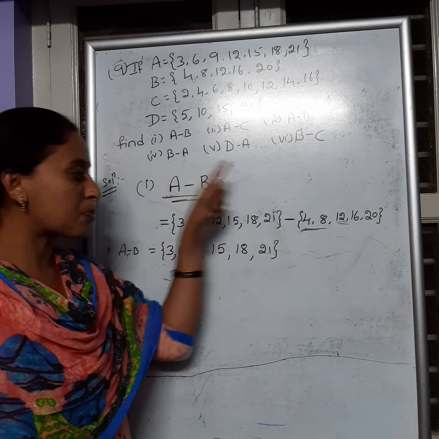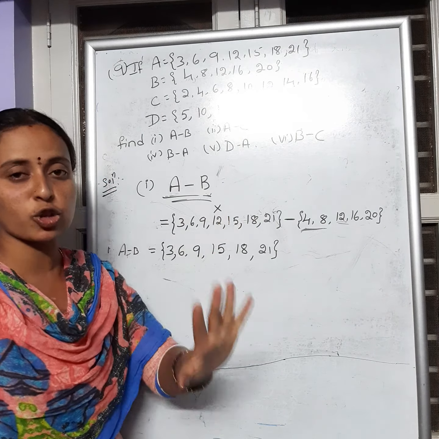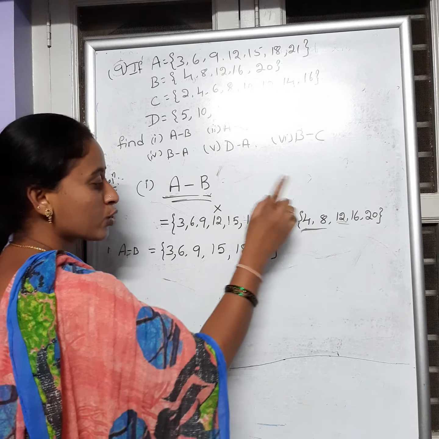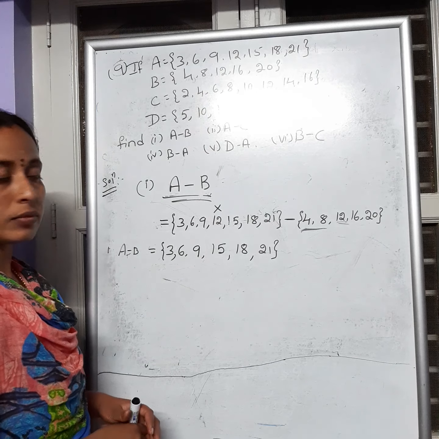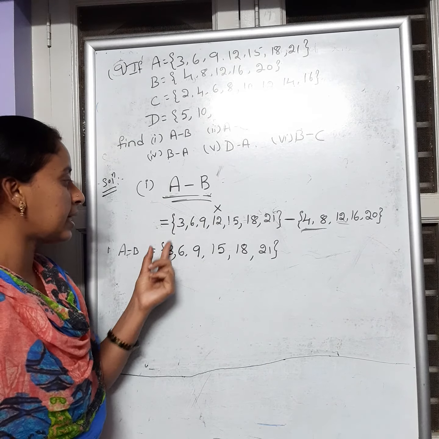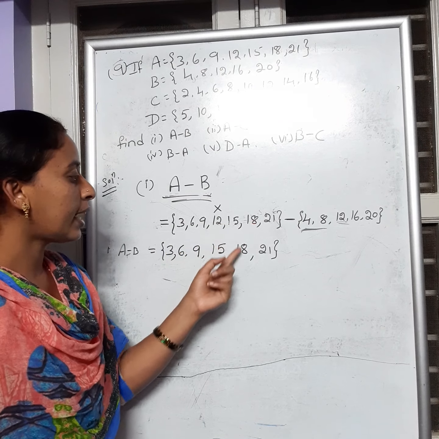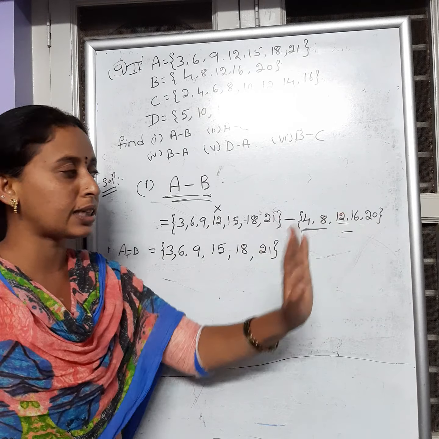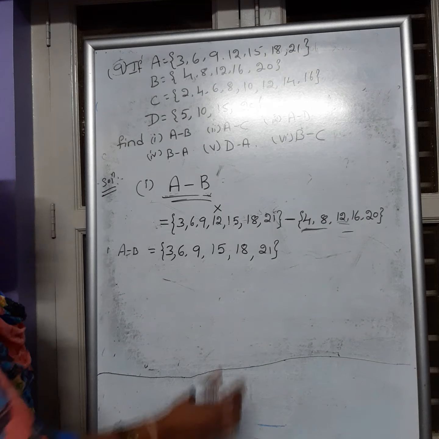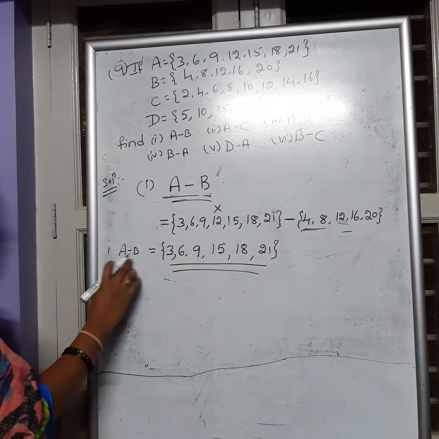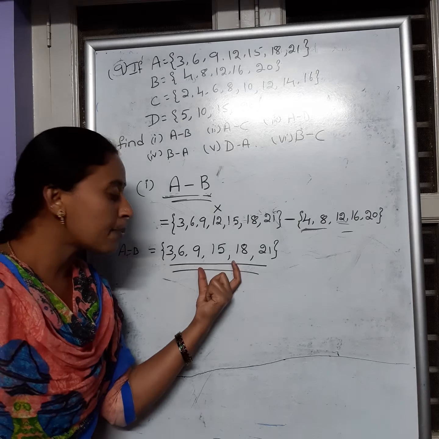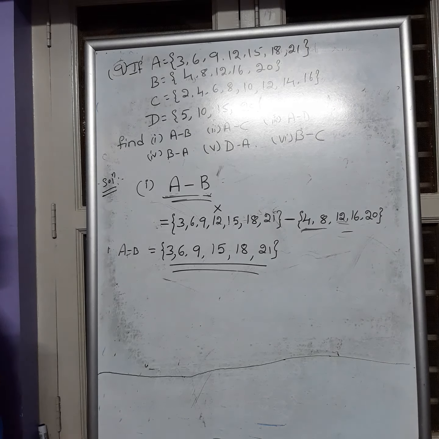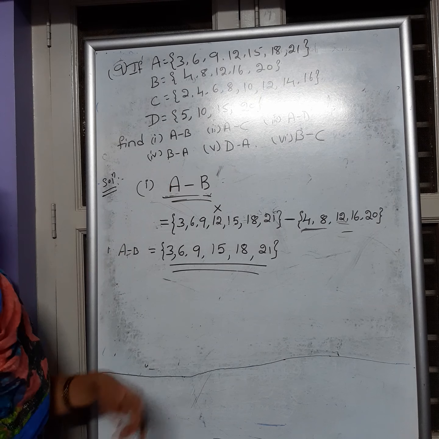So whatever element is present in both the sets, that only we cancel. Here 12 is the only common element in both the sets. So therefore that only we cancel. And the remaining elements are 3, 6, 9, 15, 18, 21. We just leave them. So this is the A minus B, the elements which belong to A but not to B. This is the solution of A minus B.